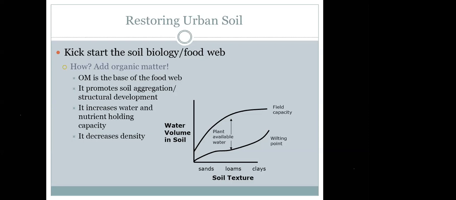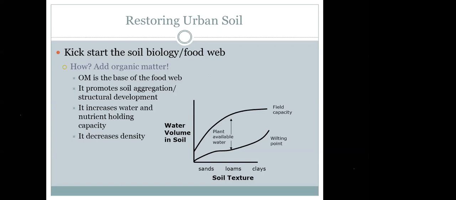Clay holds that water so tightly that its wilting point is very high. When a plant starts to wilt in a clay soil, there's still a lot of water in there. It's just that water is so tightly bound to the surfaces of the particles of clay that the roots don't have the ability to suck it up. They just don't have the suction.